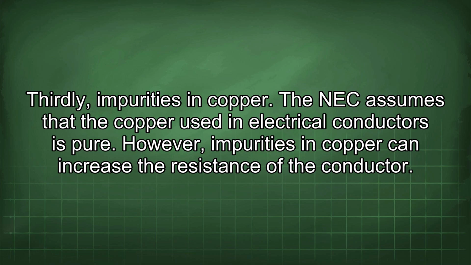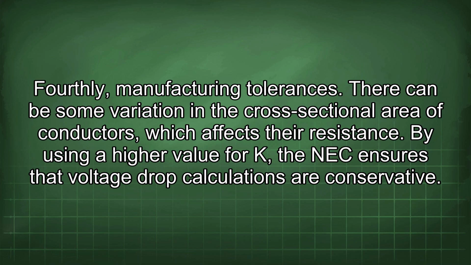Thirdly, impurities in copper. The NEC assumes that the copper used in electrical conductors is pure. However, impurities in copper can increase the resistance of the conductor. Fourthly, manufacturing tolerances. There can be some variation in the cross-sectional area of conductors which affects the resistance. By using a higher value for K, the NEC ensures that voltage drop calculations are conservative.